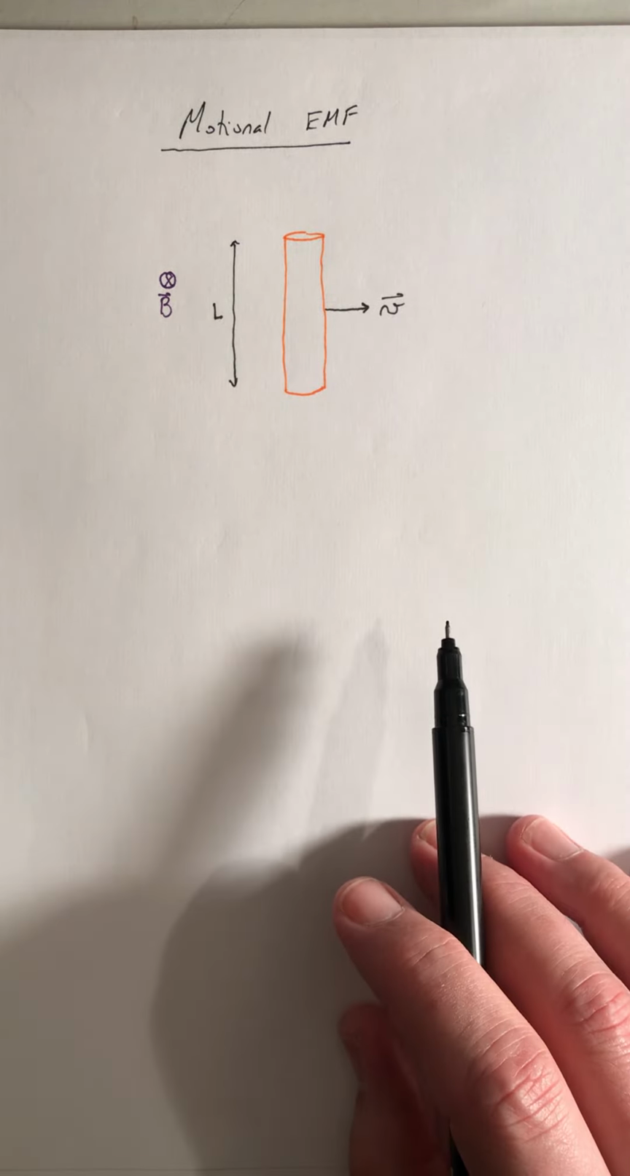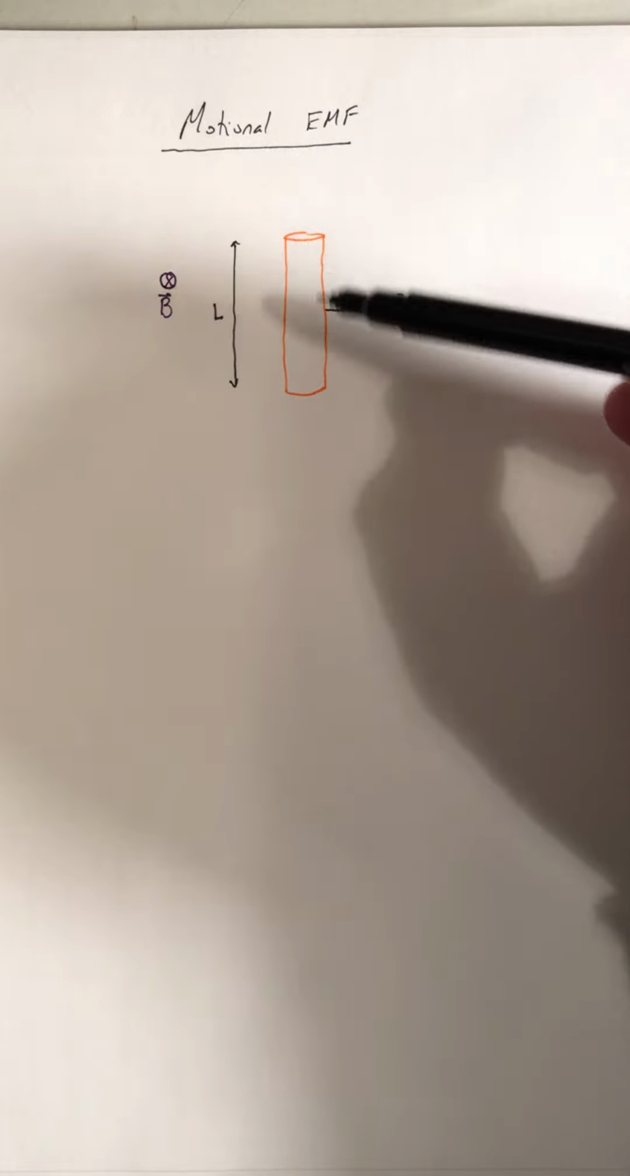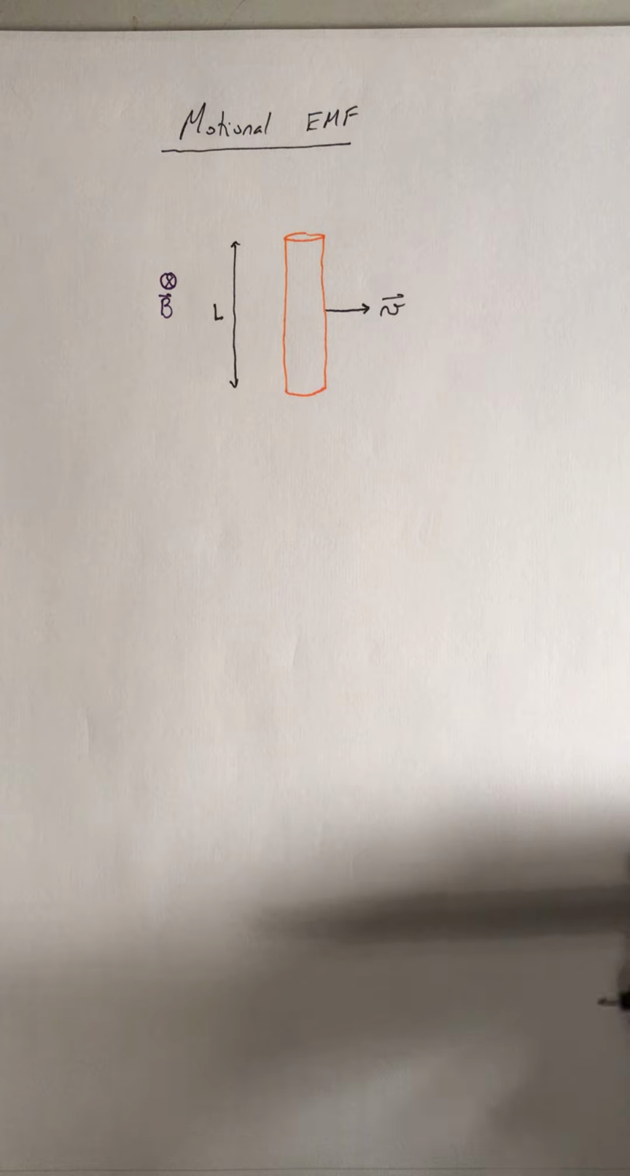We're going to see that, sort of like with the Hall effect, making the conductor move through the magnetic field is going to cause a charge separation. And so the two ends of this conductor are like the terminals of a battery.